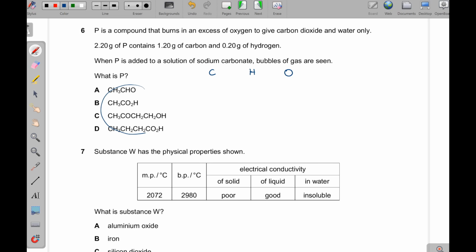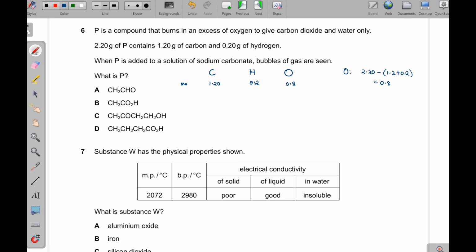And even what we are seeing here, there is carbon, hydrogen, and what? Oxygen. Now let us look for the mass of oxygen. It will be 2.20 minus 1.2. When you add 0.2, this is 1.4. And then 2.2 minus 1.4, you get 0.8. So the mass of oxygen will be 0.8, this of hydrogen is 0.2, then this of carbon is 1.20.